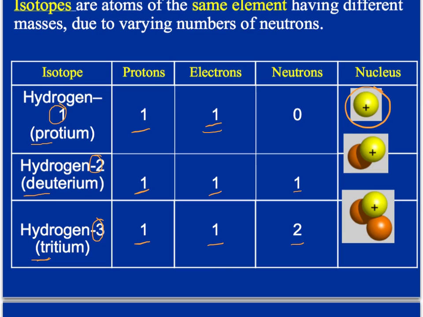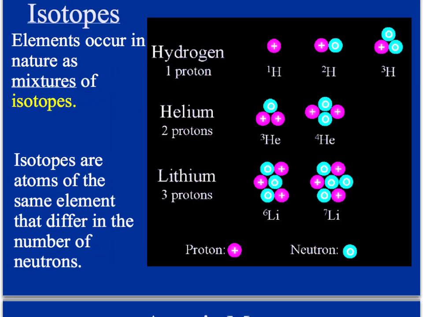But if we look at deuterium, we can see that it has 1 proton and 1 neutron. So here's our 1 positive charge in the yellow and our 1 neutrally charged particle in the orange. Then tritium here is going to have 1 proton and 2 neutrons. So again, we have our 1 positively charged particle in the nucleus and then our 2 neutrally charged neutrons also there. So here's an example again of 3 different isotopes of the same element, and we know they're isotopes because they have different mass numbers.